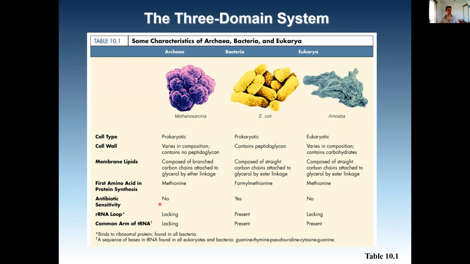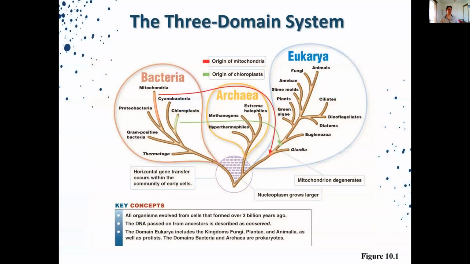Antibiotic sensitivity is another interesting one, where archaea and eukarya are not sensitive to antibiotics, but bacteria are. So just some of the defining characteristics of these organisms. So where does this 3-domain system come from, and what does it really tell us? Organisms are typically classified by cell type into this 3-domain system. In addition to differences in rRNA, the 3 domains differ in membrane lipid structure, transfer RNA molecules, and sensitivity to antibiotics, as we just saw.